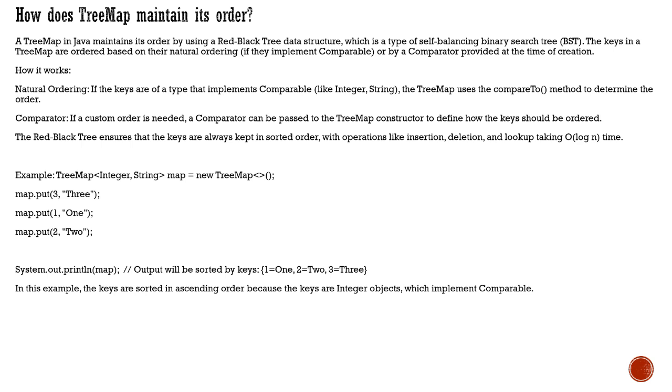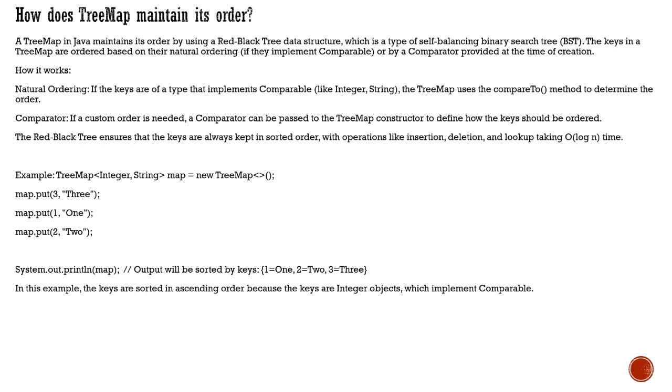So the keys in the TreeMap are ordered based on their natural sorting, right? So if they are implementing a certain Comparable, or let's say a Comparator at the time of creation, they will sort or order it with the key. Now, natural ordering, when we say it, will depend on the Comparable, right? Like you have Integer or String. The TreeMap will use the compareTo method to determine if they are in order or not.